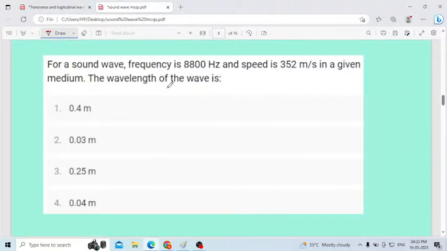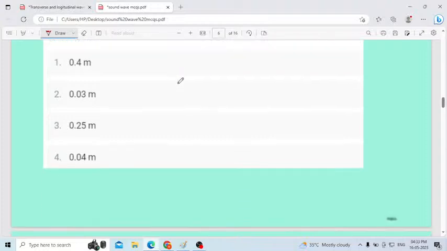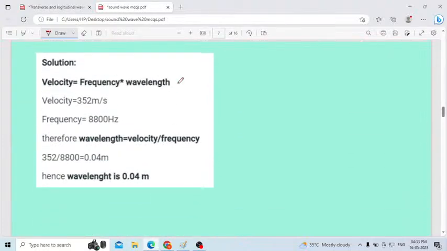Next, for a sound wave, the frequency is 8800 hertz and the speed is 352 meters per second. In a given medium, what is the wavelength of the wave? Consider the formula and solve.